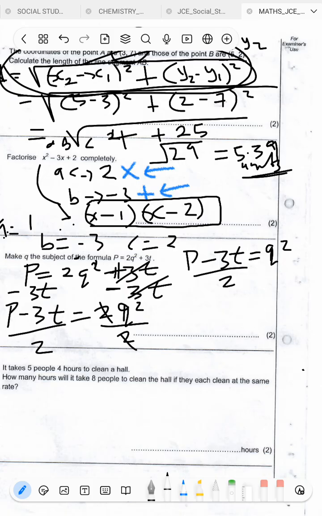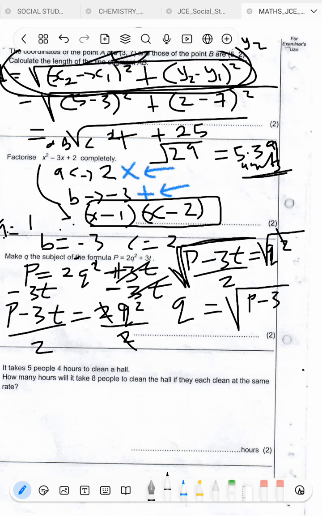So for us to do that, we take the root of that. We put a square root on both sides. Remember, this square root is going to be the square root of everything on the left side. So the square root cancels the 2. Therefore, q is equal to the square root of p minus 3t over 2. So that is our final answer.